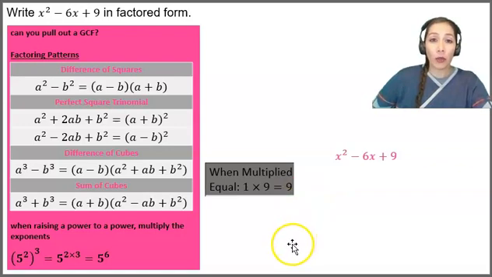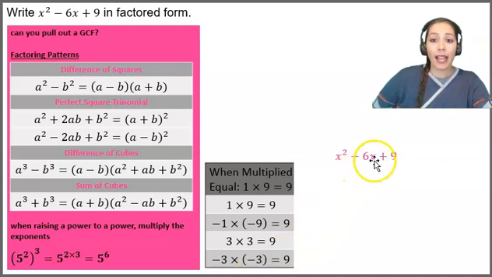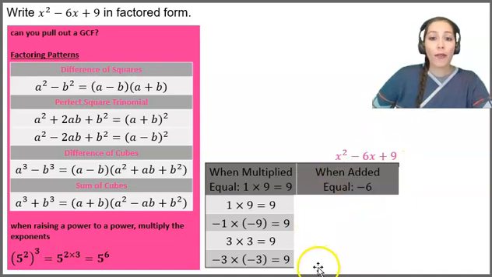How else can we write two numbers being multiplied by each other that will give us 9? We could have done a positive 1, positive 9, negative 1 and negative 9, positive 3 and positive 3, or negative 3 and negative 3. Now the second part of this is to look at your number that is in the b position. Remember, this is in standard form, ax squared plus bx plus c. So in our b position, we have negative 6.